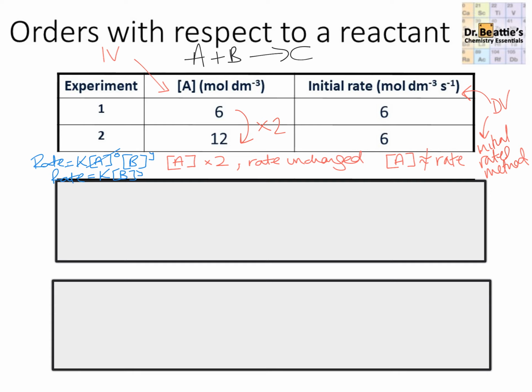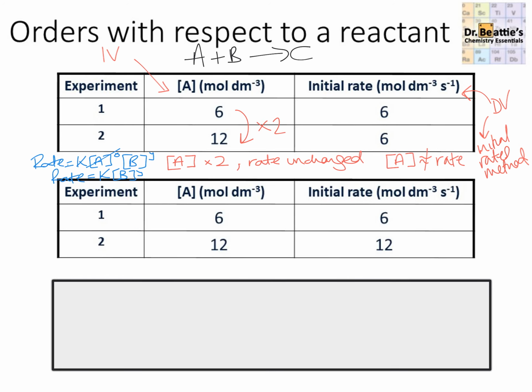So let's change our data set here. We're looking at the same reaction, A plus B going to C, but this time in a totally new situation. What we've done is, again, we've doubled the concentration of A from experiment 1 to 2, and what we've noticed is the initial rate has also doubled. So as we've increased A by 2, the rate has also proportionally increased. In this case, it's directly proportional.